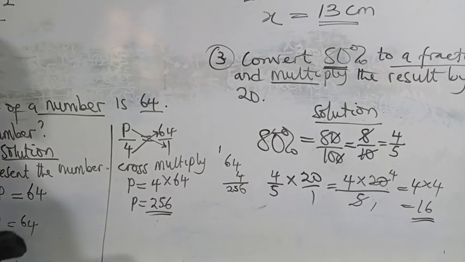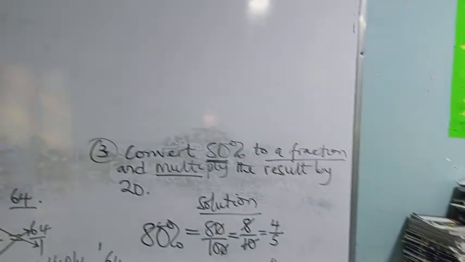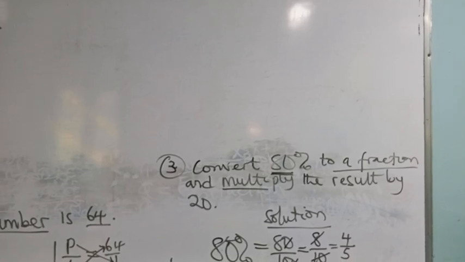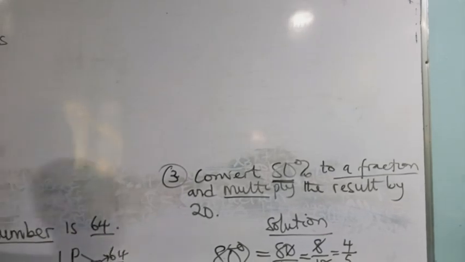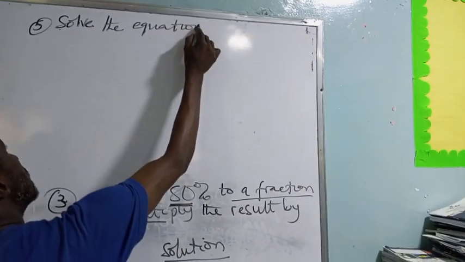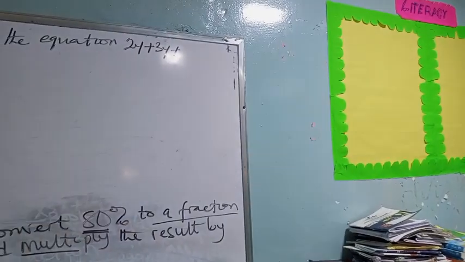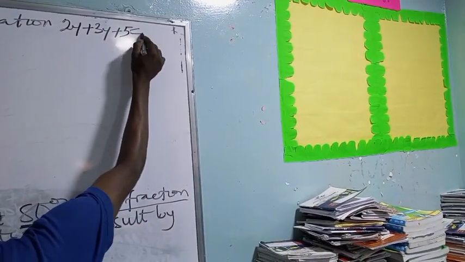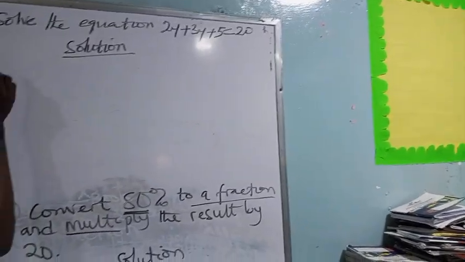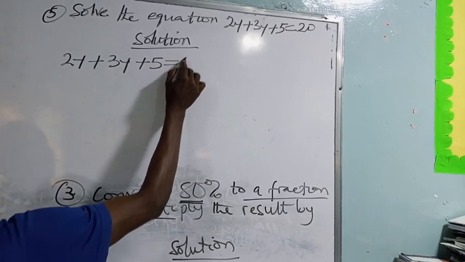Now we have another question. It says, solve the equation. We have 2y plus 3y plus 5 equal to 20.